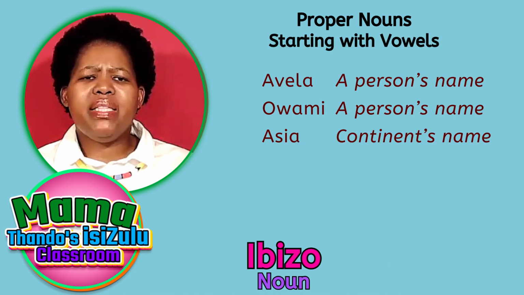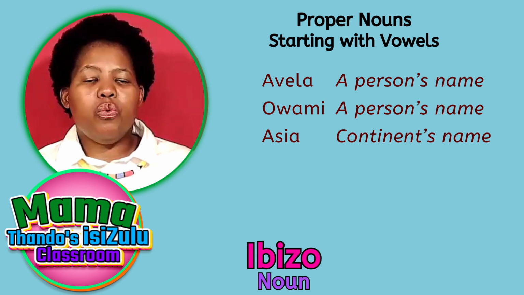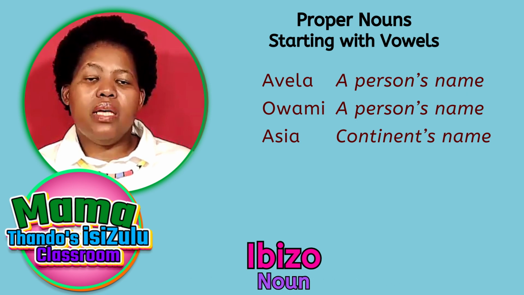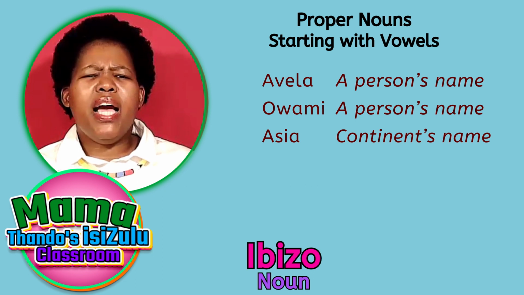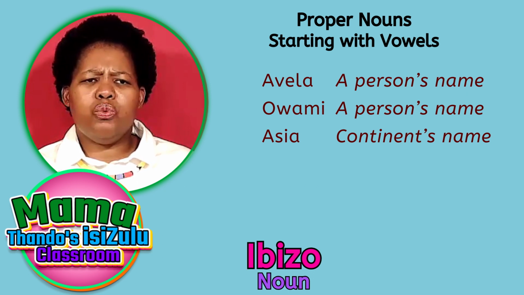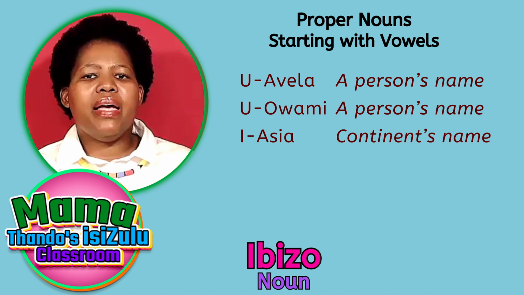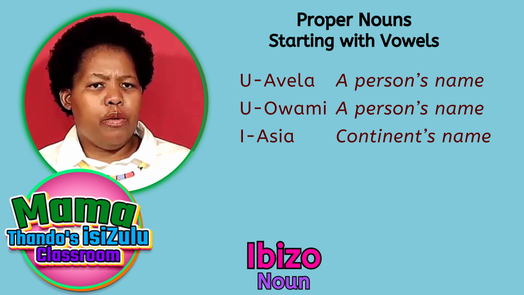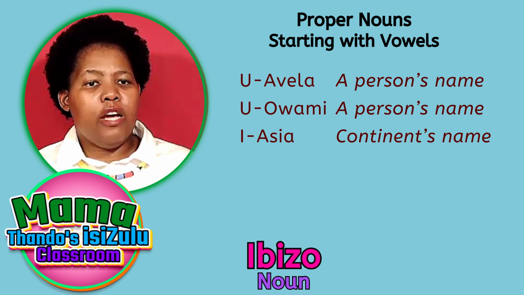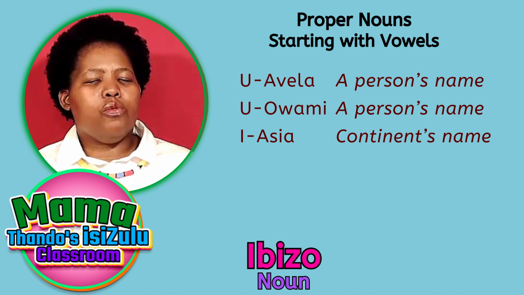Then we have proper nouns that start with vowels, like the following. Avela, that's a person's name. Owami, that's a person's name. Asia, that's a continent's name. There are two ways of writing these in isiZulu. One, with the hyphen between the prefix, the vowel, and the first letter of the person's name. U-Avela. Do you see the prefix U? And then followed by the hyphen. And then the first letter of the name is a capital letter.